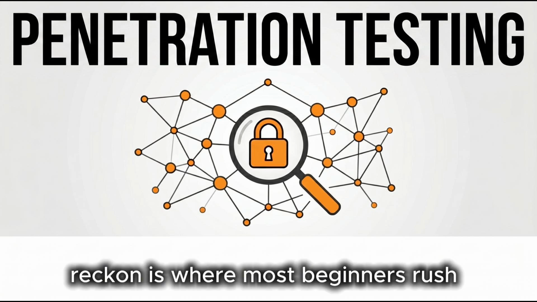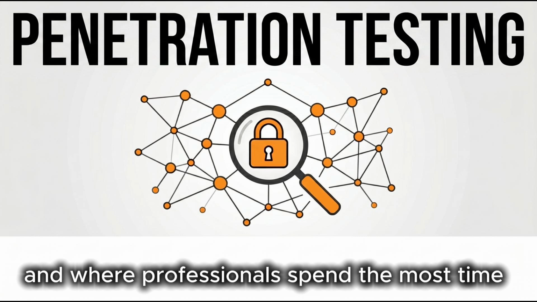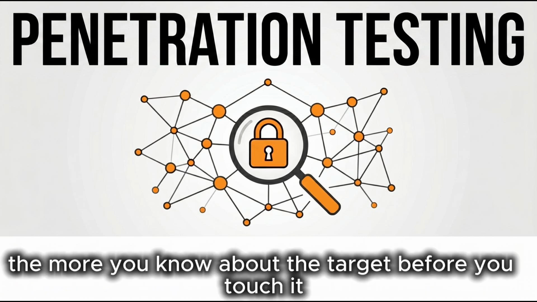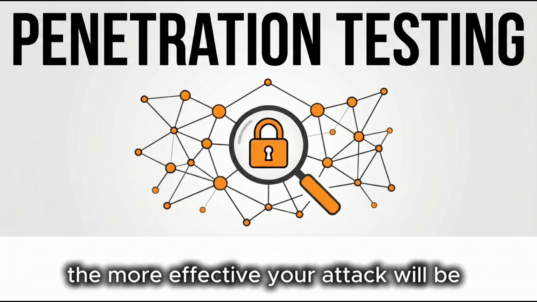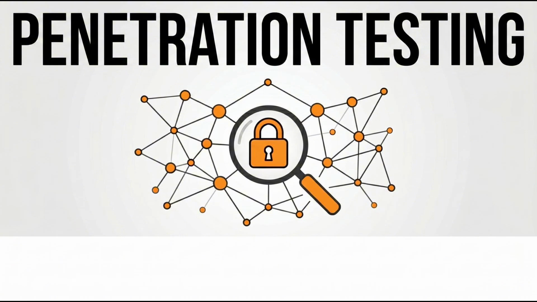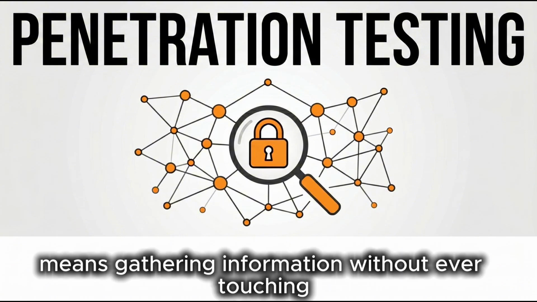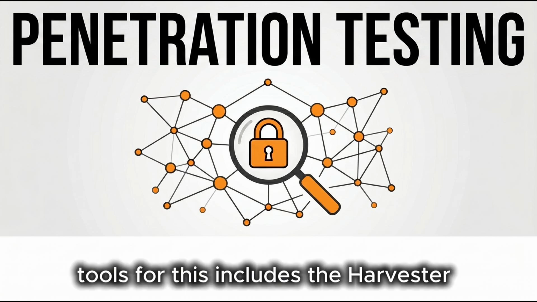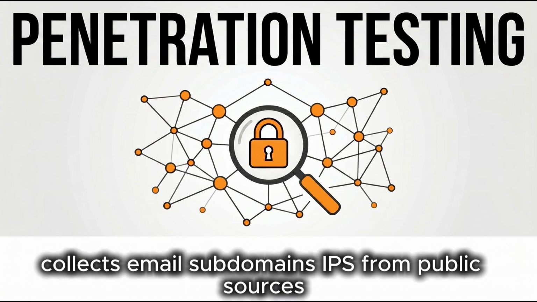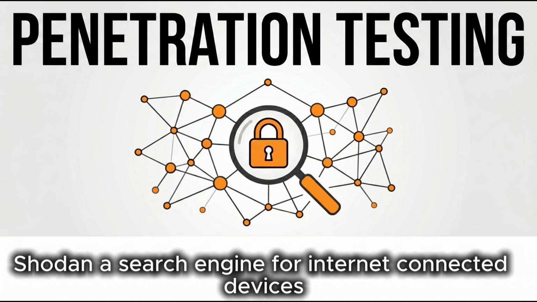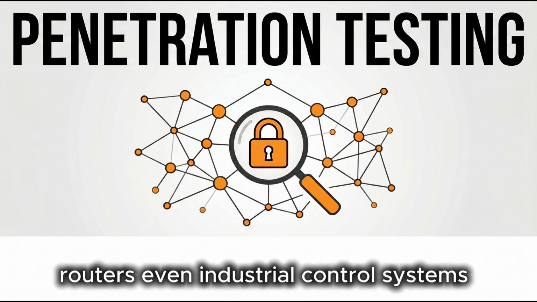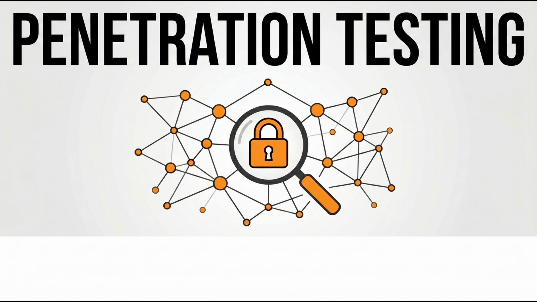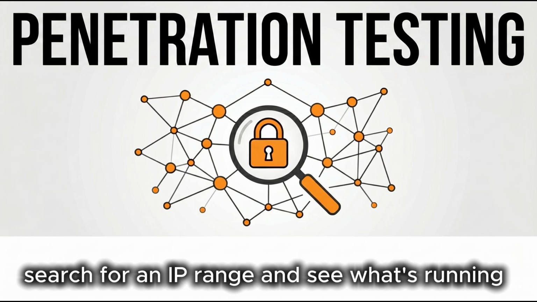Recon is where most beginners rush and where professionals spend the most time. The more you know about the target before you touch it, the more effective your attack will be. Passive recon means gathering information without ever touching the target's infrastructure. Tools for this include theHarvester, which collects emails, subdomains, and IPs from public sources, and Shodan, a search engine for internet-connected devices. You can find exposed cameras, routers, even industrial control systems. Search for an IP range and see what's running.